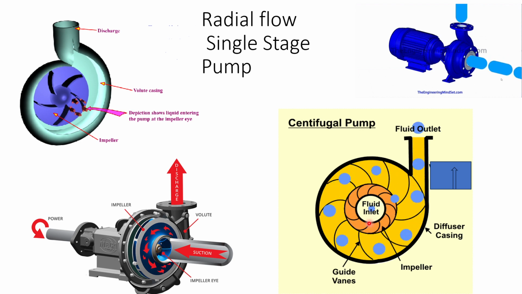At the bottom, you can see this is a diffuser type of pump. This is the impeller which is rotating, creating the velocity, and there is an increased area in the diffuser which converts the velocity into the pressure, and then the liquid goes out. This type is used for multi-stage pumps, whereas the volute type pump is used for single-stage pumps.